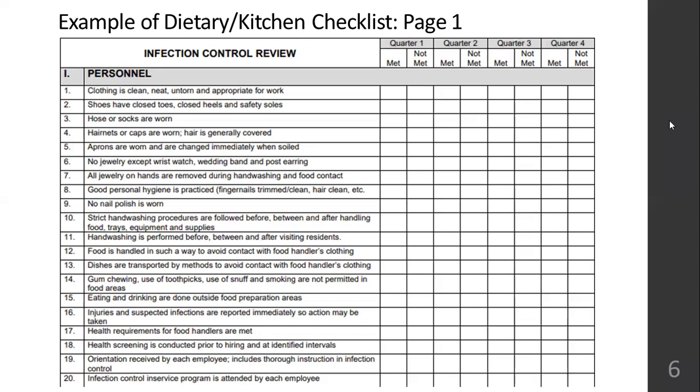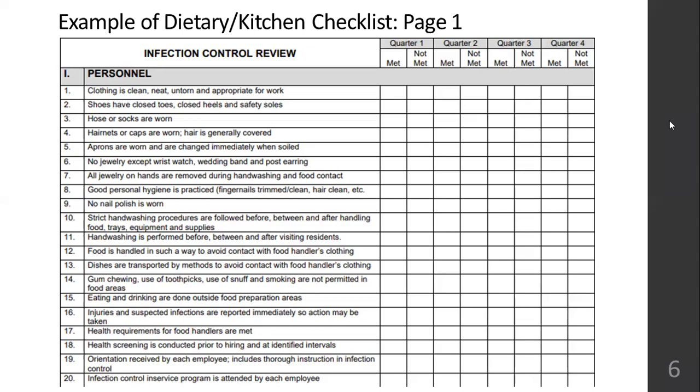Eating and drinking, even for the staff, is done outside the food preparation zones. If there are any signs and symptoms of injury or infection, immediate action has to be taken. Health requirements of the food handlers are met. That is, they should not have any communicable diseases. They should not be carriers of any diseases.